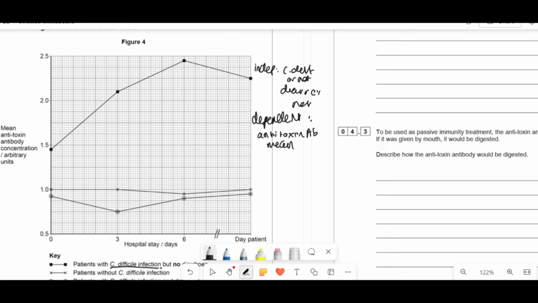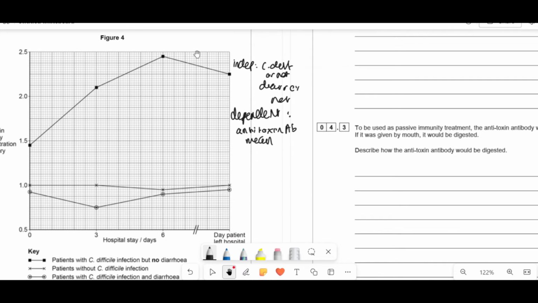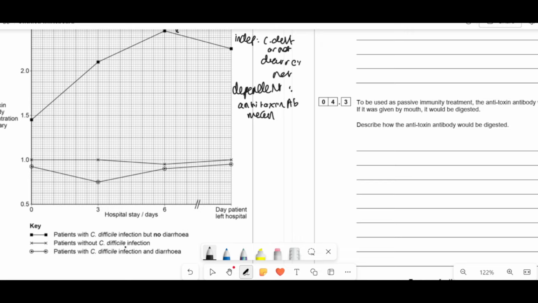So here, this is C. diff but no diarrhea, the dark squares. If you have C. diff and no diarrhea, we can see that the antibody concentration's up, and then it starts to level off. It hits the peak at about day 6, and then at the day they leave the hospital, it's a bit down. Fine. These lot had no diarrhea, but they did have C. diff. Now, the next one is people without the C. diff infection. Without the C. diff infection, their mean concentration was just 1. It went a little bit down and back up. So there's no infection. And then here, these lot had C. difficile with diarrhea. So C. diff positive and diarrhea. We can see here that their mean antibody concentration went down at day 3 and then slowly climbed up and then leveled off.